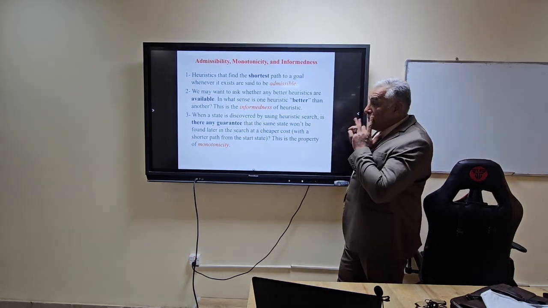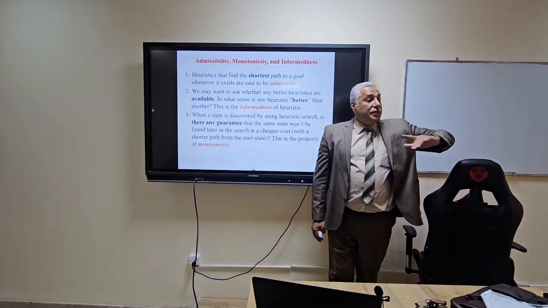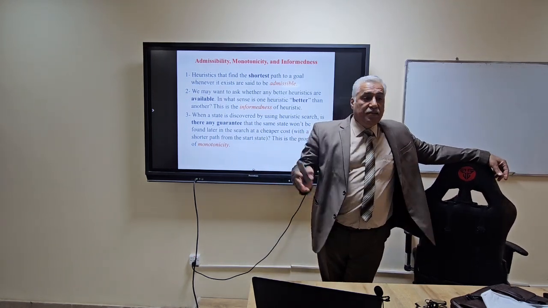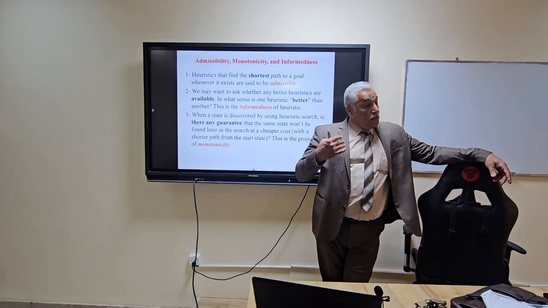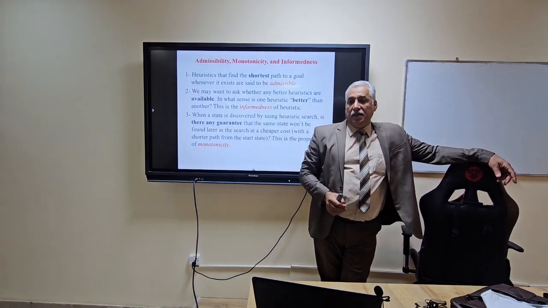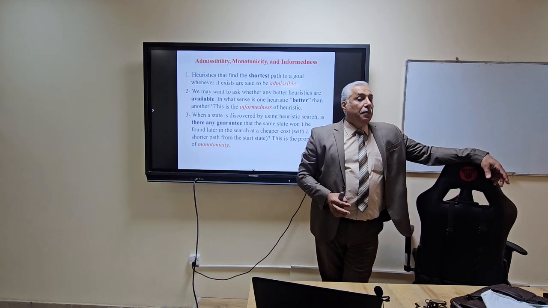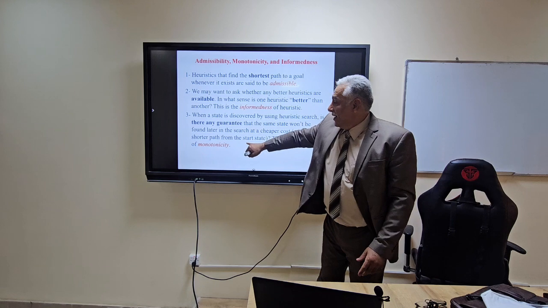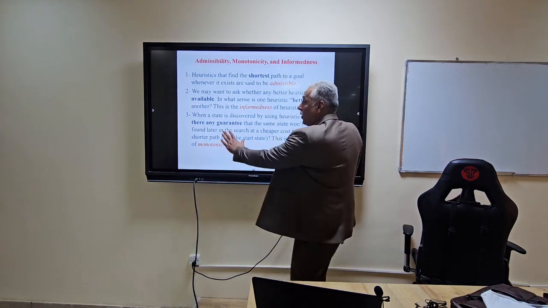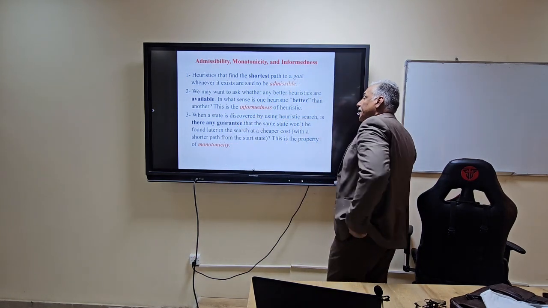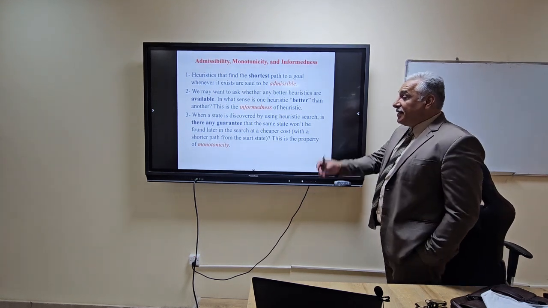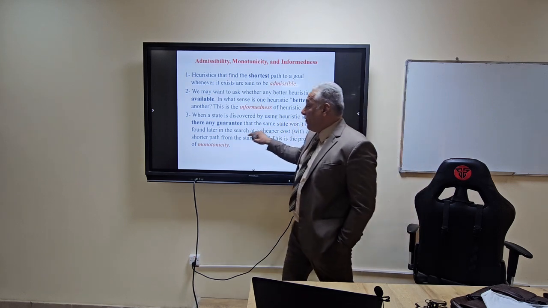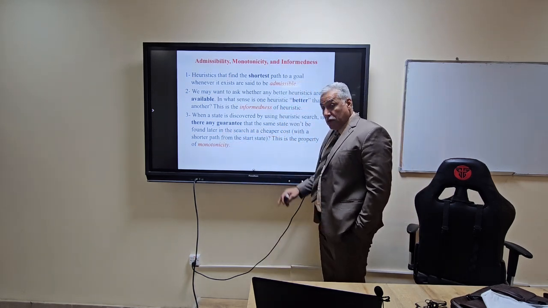Now, monotonicity. If there are many branches that get the best solution or the goal, I want to select the best one. The best one is monotonicity. When a state is discovered by using heuristic search, is there any guarantee? There is a guarantee that the same state will not be found later in the search at a cheaper cost.